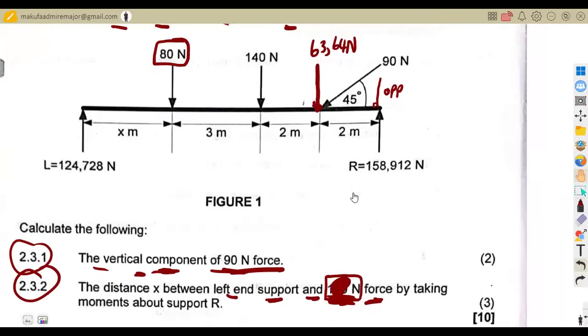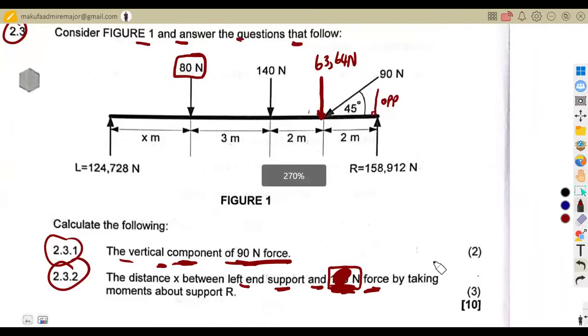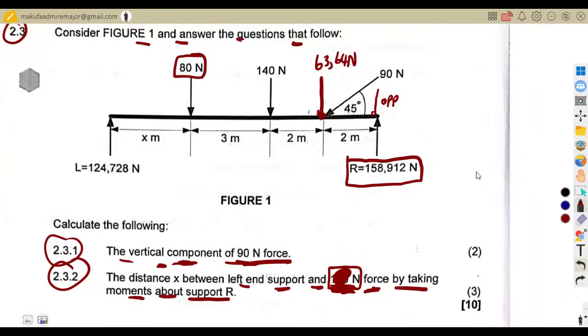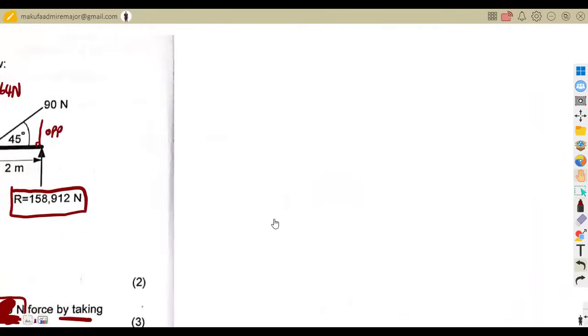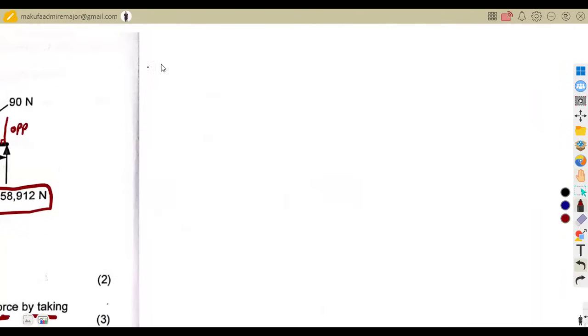All right, we are told here to take moments about support R. Our moments are supposed to be taken about this R. So, moments about R in this case. Taking moments about R, that was our condition in that case. All right, so that's 2.32.